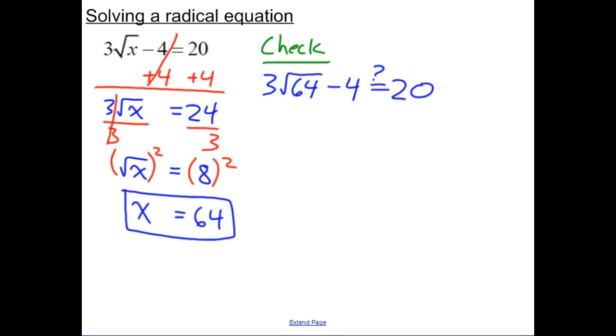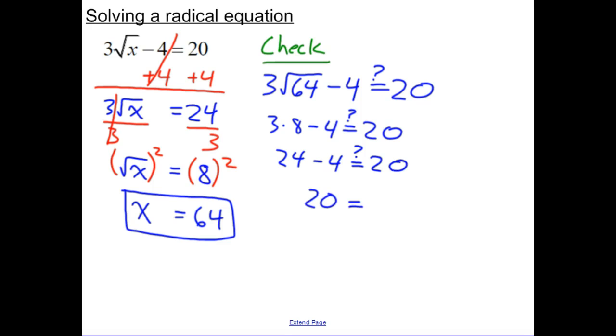3 times the square root of 64 is 3 times 8 minus 4. Still wondering if it's equal to 20. 24 minus 4, I cannot stand the suspense. 24 minus 4 is 20, and that is indeed equal to 20. So I've completed my check. And that's it. An example of solving a radical equation. Enjoy.